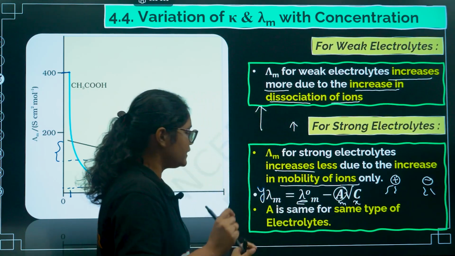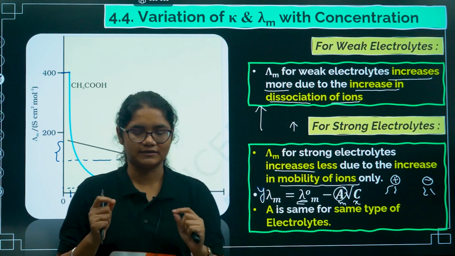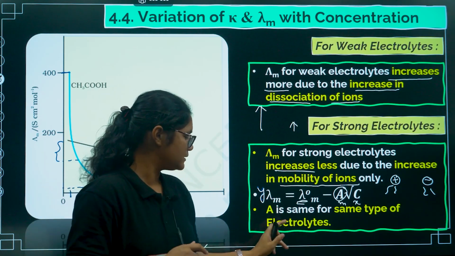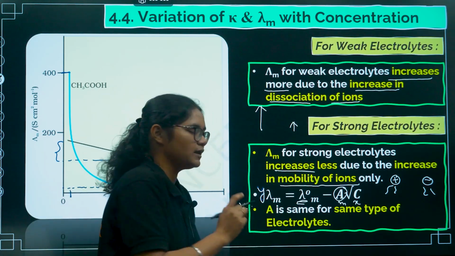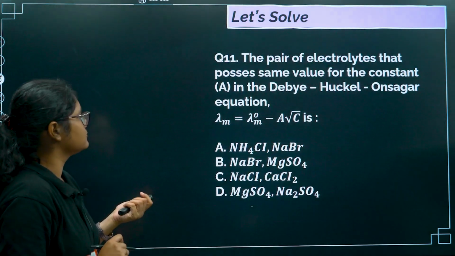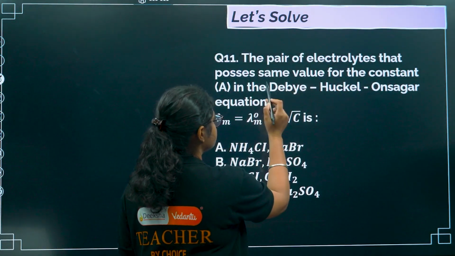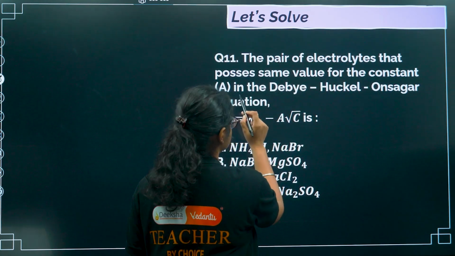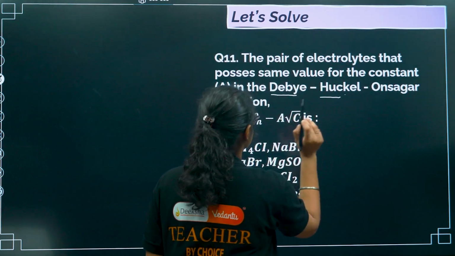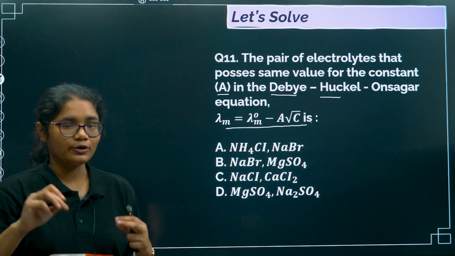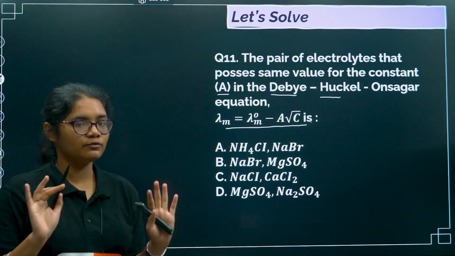A is the same for the same type of electrolytes. Now what are the same type of electrolytes? I'll explain you with a question. So remember this one, I'll be explaining you with one question. Okay, now let us move. The question has come here. The pair of electrolytes that possess the same value for the constant A in the Debye-Huckel-Onsager equation. Now I told you that if the electrolytes are of the same type, their A value will also be the same.